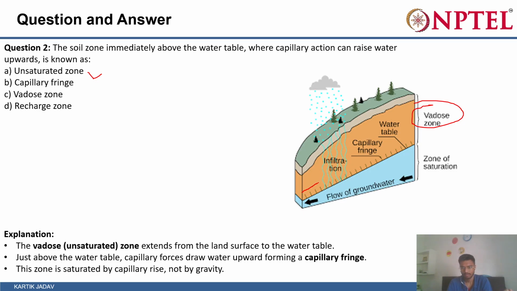Okay. So this is the capillary fringe. So this water level rises. This rise in water level is basically due to the capillary forces and friction, and this is related to the evaporation. The correct answer is option B. Vadose zone and unsaturated zone are alternative names. Recharge zone is the zone from where recharge is going. The correct answer is option B.